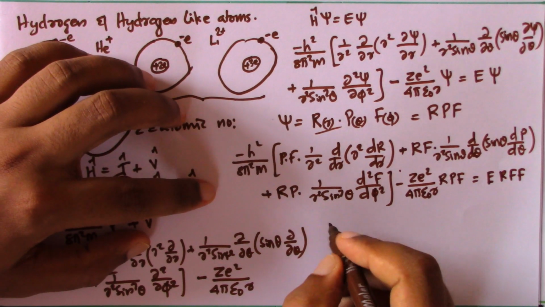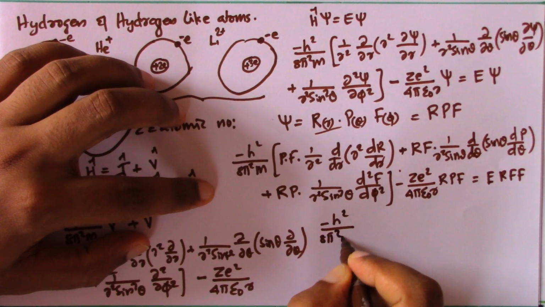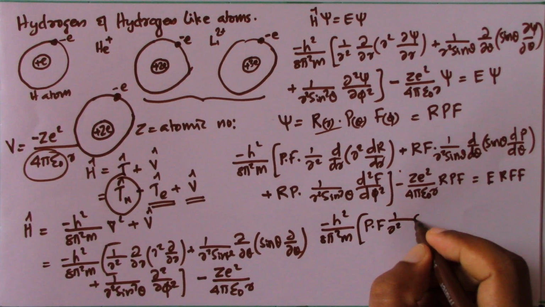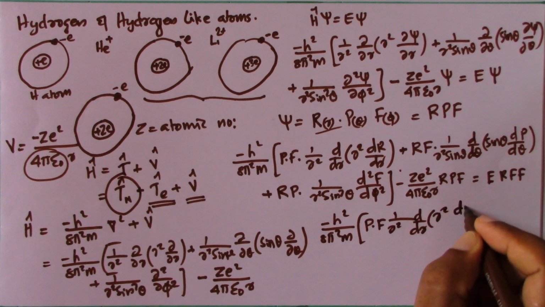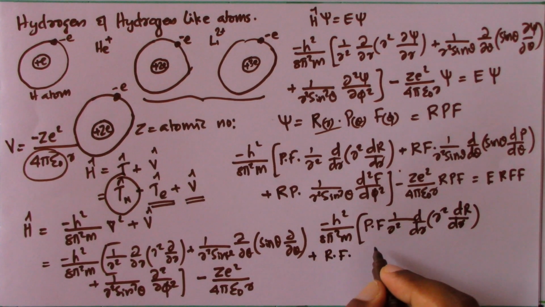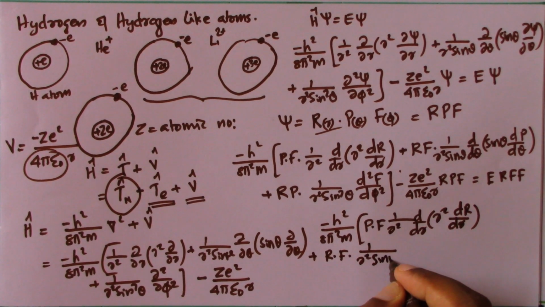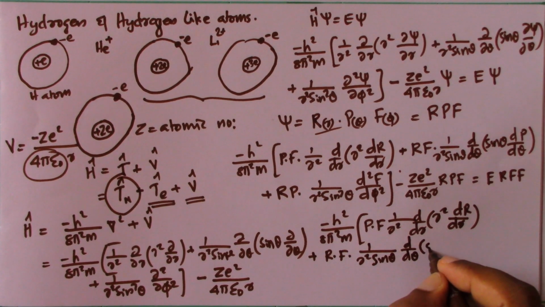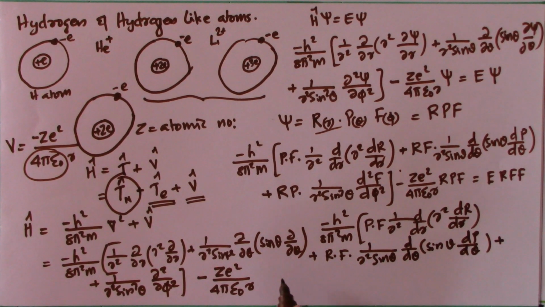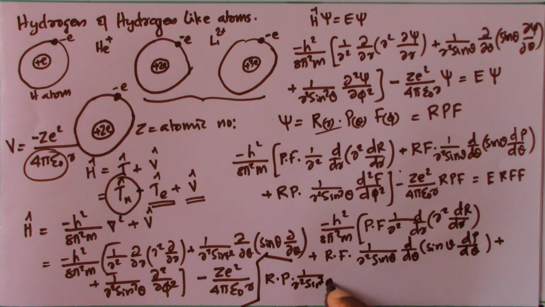So we will get the equation like minus h square divided by 8 pi square m into P into F into 1 by r square d by dr of r square dR by dr, plus R into F into 1 by r square sin theta d by d theta of sin theta dP by d theta, plus R into P into 1 by r square sin square theta d square F divided by d phi square.